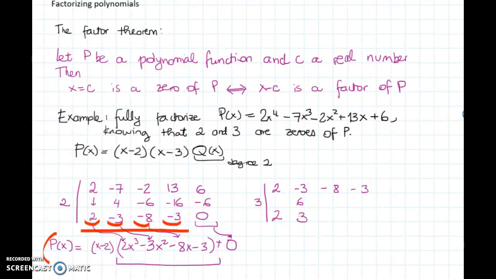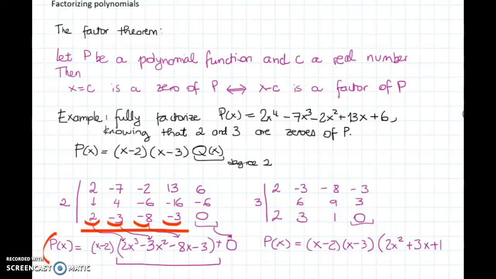6, 3, 9, 1, 3, 0. So once again, we know we are doing fine because we got a remainder of 0. So far we know that our polynomial function can be written as x minus 2 times x minus 3 times, and now this is the q of x polynomial we're talking about, 2x squared plus 3x plus 1. Now that's what we have to check whether we can factorize or not.